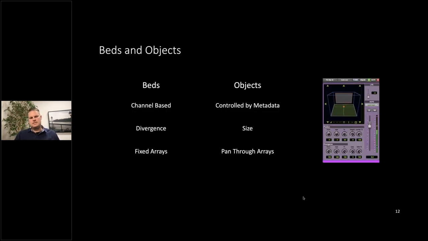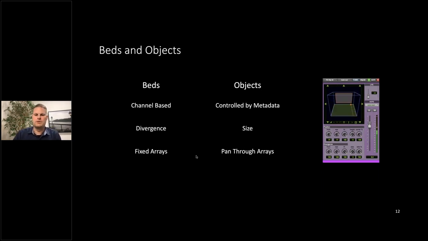So this is a very generalized breakdown as to what we think about when you talk about beds and objects. So beds, those are the channel-based components, right? They're left, center, right, side left, rear left, overhead, and the LFE. Those are predominantly, let's say, channel-based. And the way that I think about this is if you want to control that sound field, then you're going to really use divergence to control how much of the outside space is feeding into anything in the middle of the room, right? So the front divergence you can clamp in and it becomes more pointed. The rear divergence, same thing.